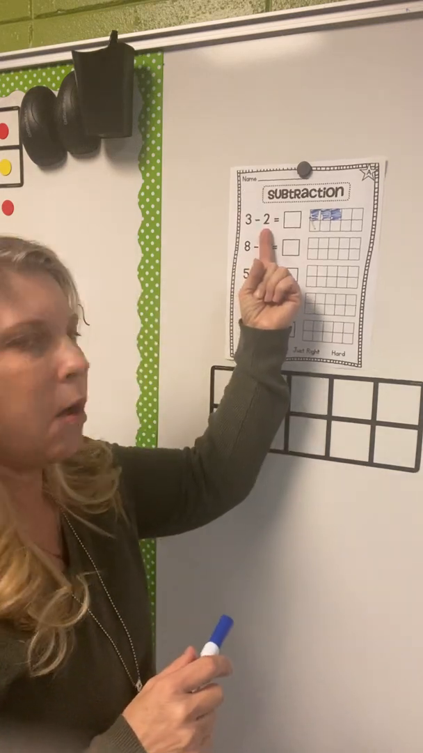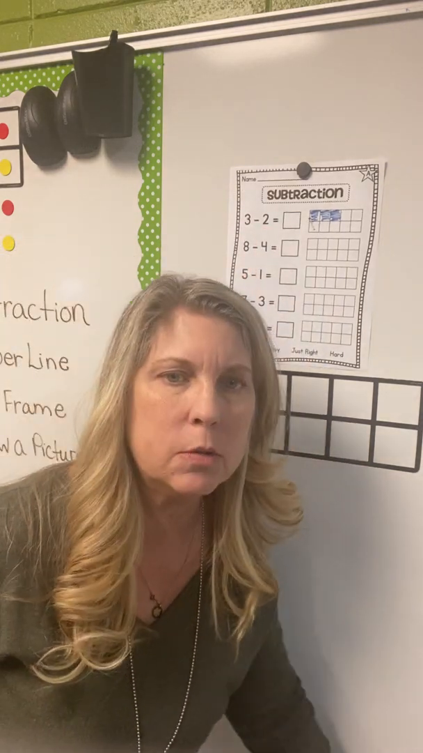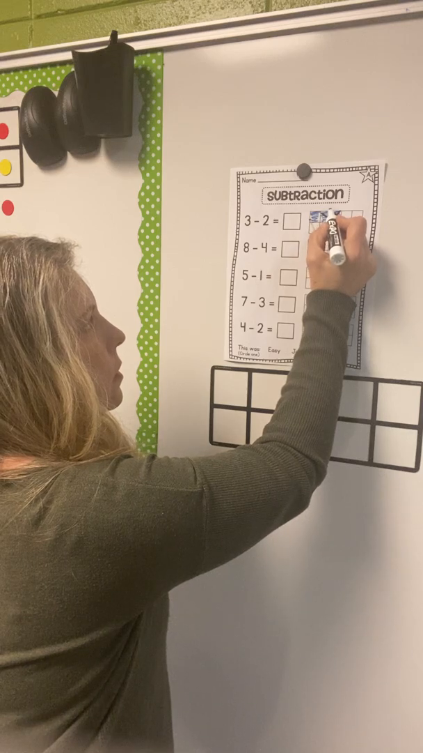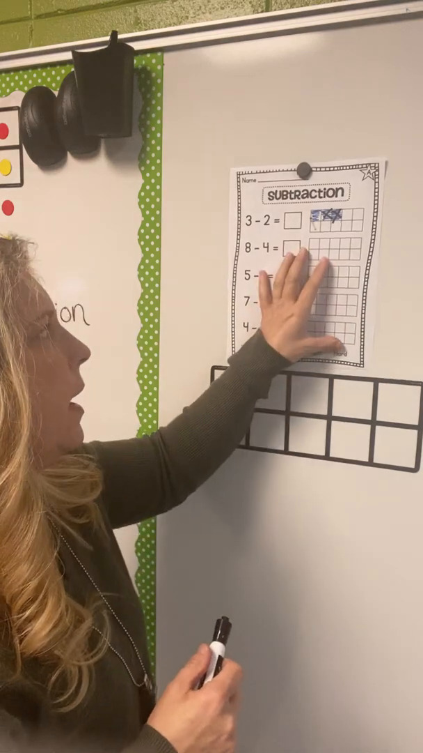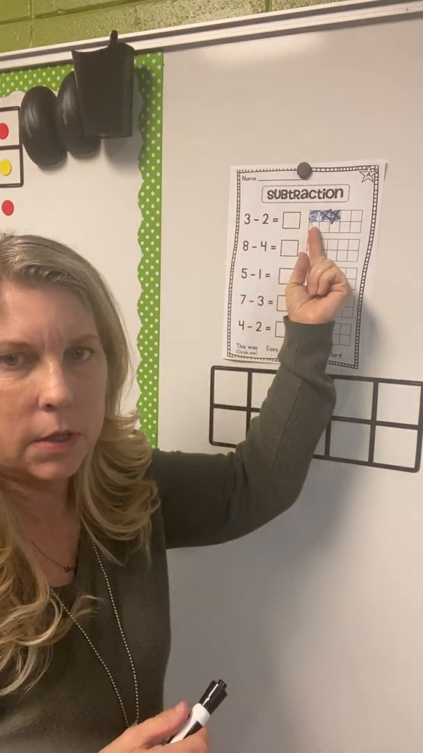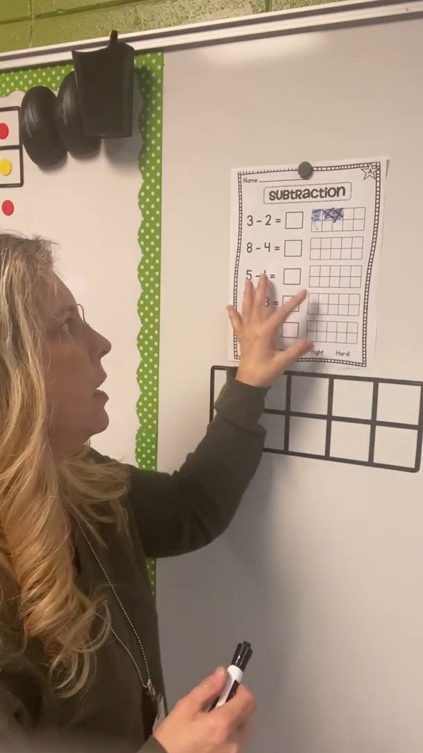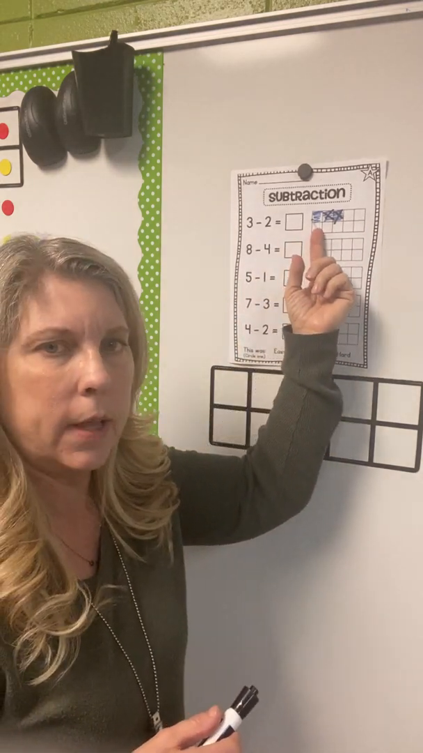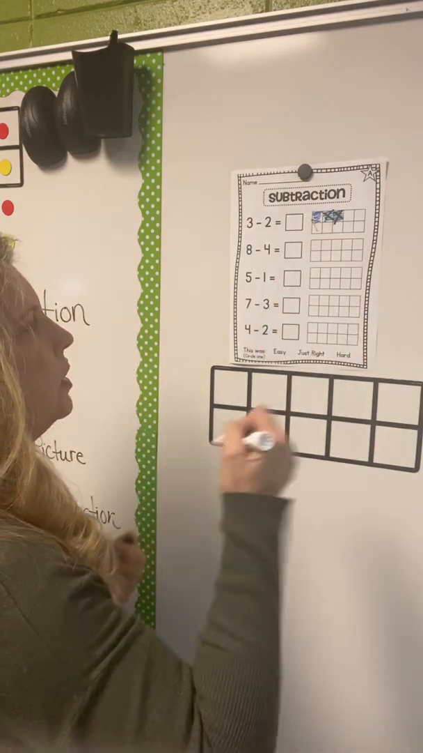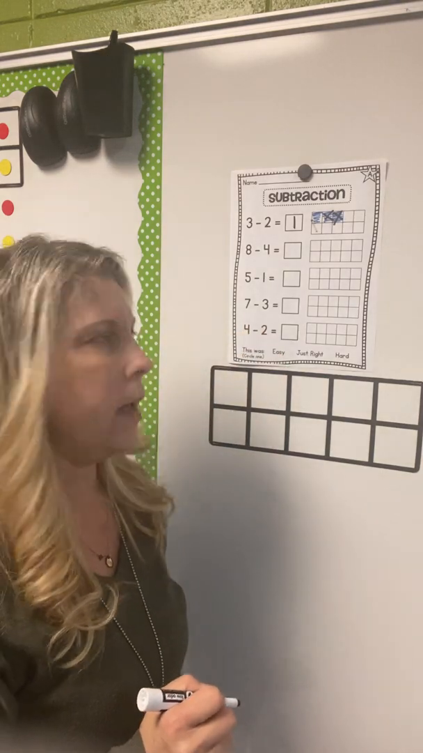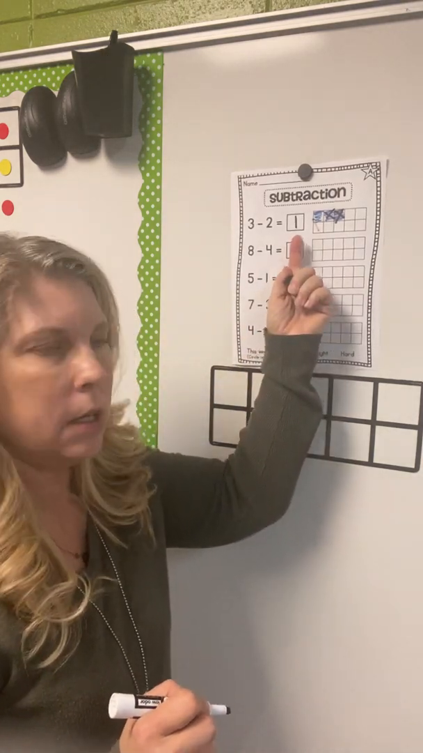I am taking away 2, so I'm breaking it into parts, and the first part I'm breaking it into is 2. 1, 2. Okay, friends? How many do I have left? So how many colored frames are left in this problem, in this tens frame? How many colored frames are left? There's 1 colored frame left. So my answer is 1. 3, take 2 away, gives me 1 left, okay?